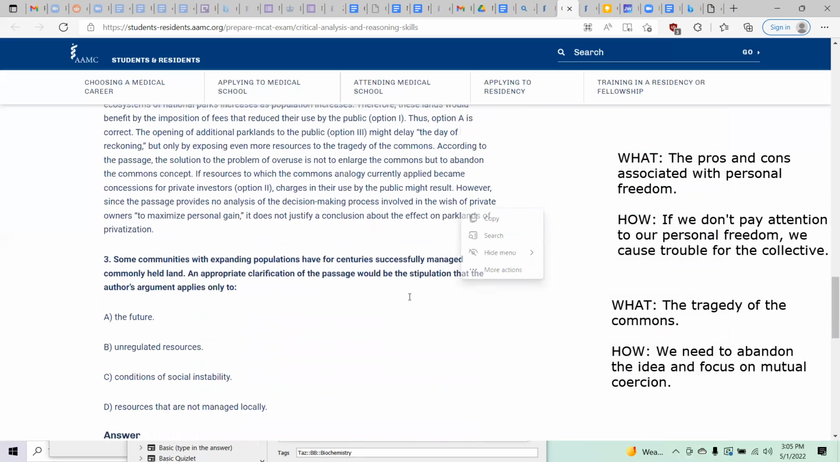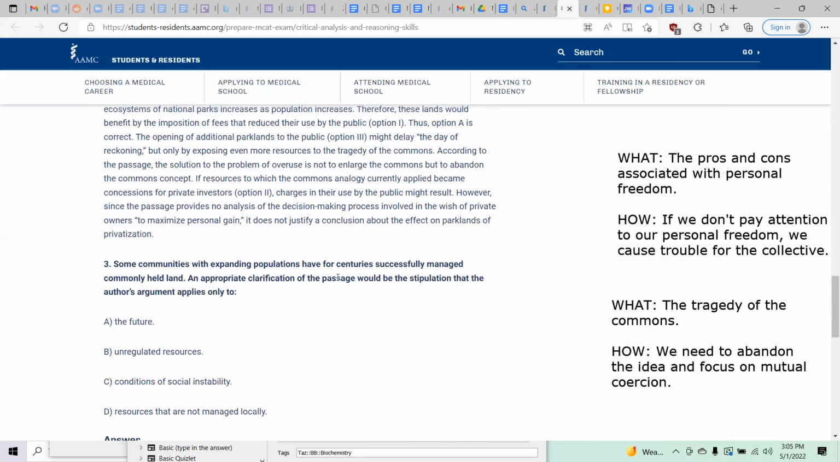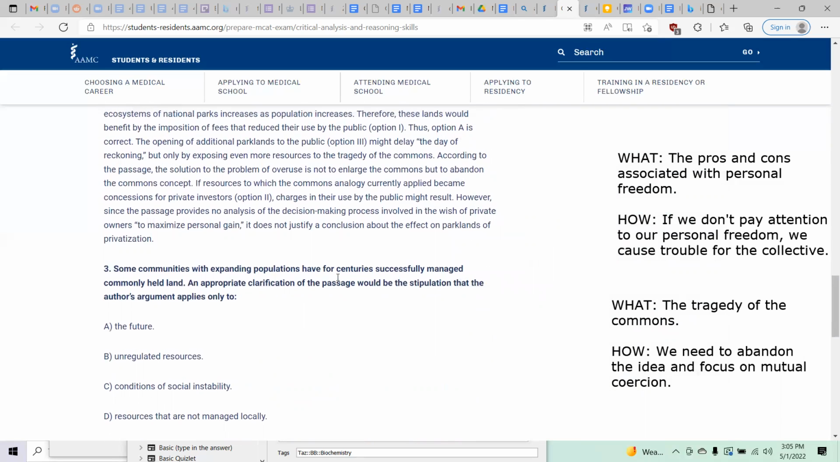I was kind of thinking the answer would be the future because he keeps saying the day of reckoning will come or something, but I guess I fell for their trap a little bit. So now we've deleted A and we've deleted C. We've got B, unregulated resources, and D, resources that are not managed locally. Which one flows better with the passage?